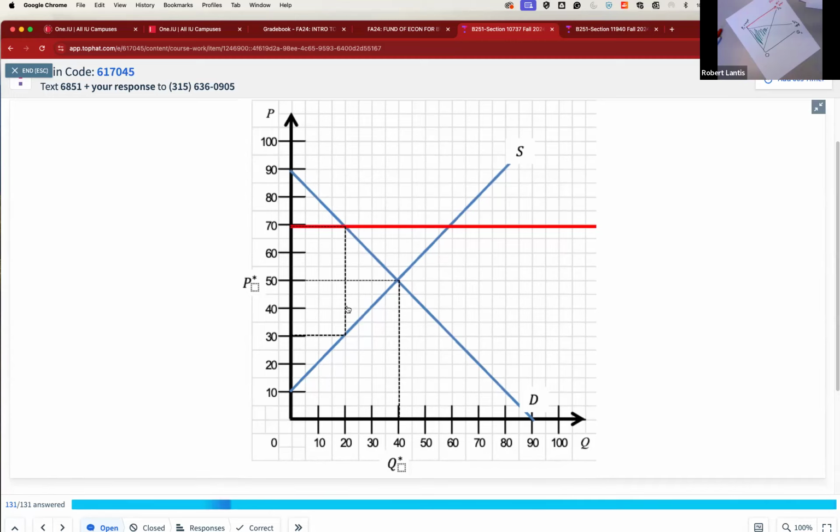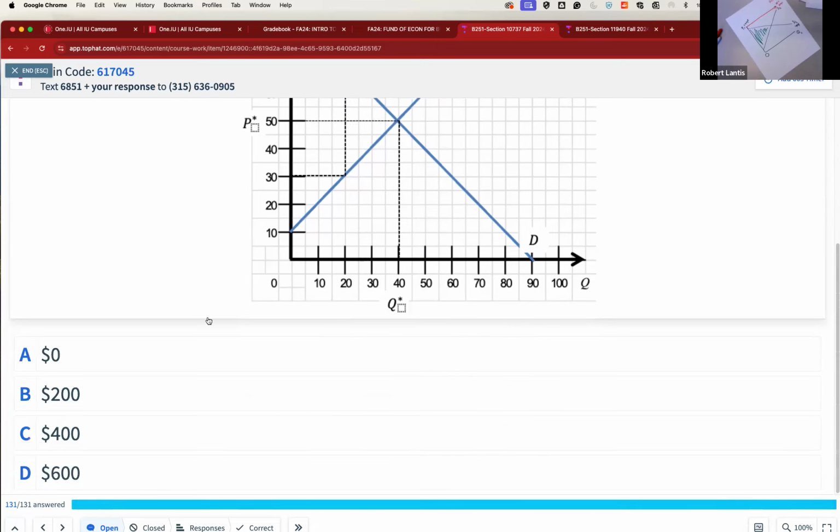So there, the height of that triangle would be what? 30 to 70, so 40 times, what's the base? We're going from 20 to 40, so 20. 20 times 40 would be 800, times a half, should be that value of 400.